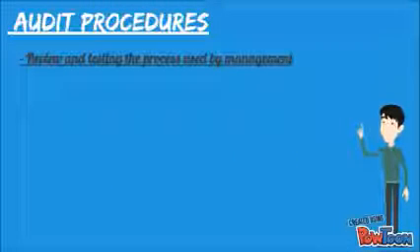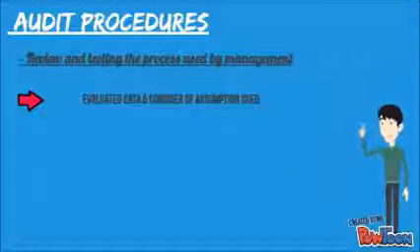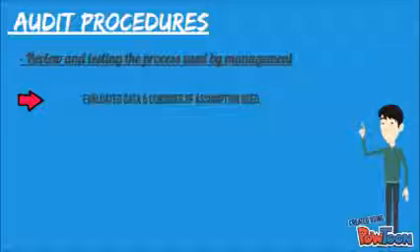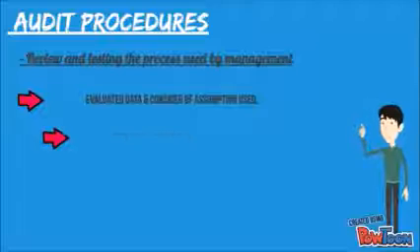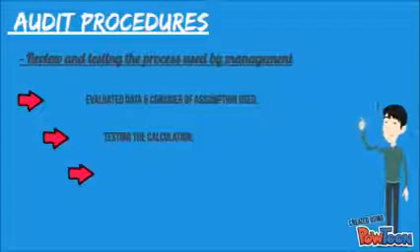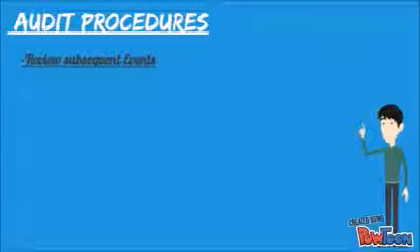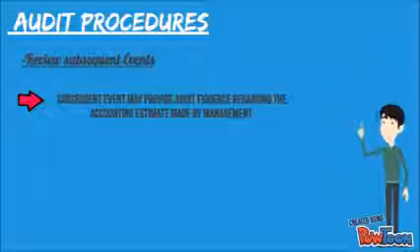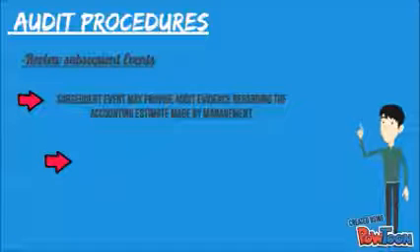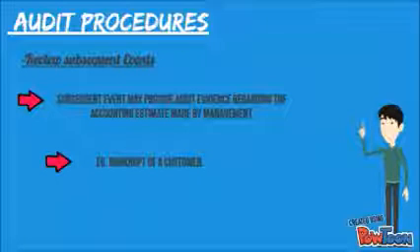Auditors should review and test the process used by management by evaluating data and considering the assumptions used. For example, when estimating accounts receivable, review the aging and consider the accounting policies for doubtful debt, whether specific provision or general. Next, the auditor should test the calculation and compare the estimate of the current period to the last period. The auditor also needs to review subsequent events, because subsequent events may provide audit evidence regarding the accounting estimate made by management. For example, the bankruptcy of a customer and inventory damaged by fire.